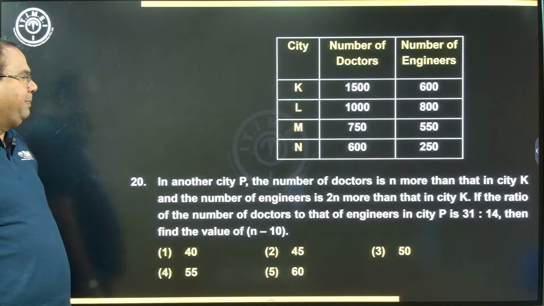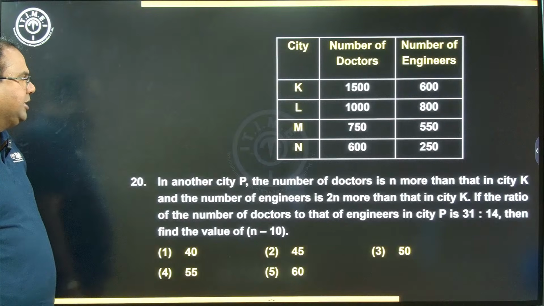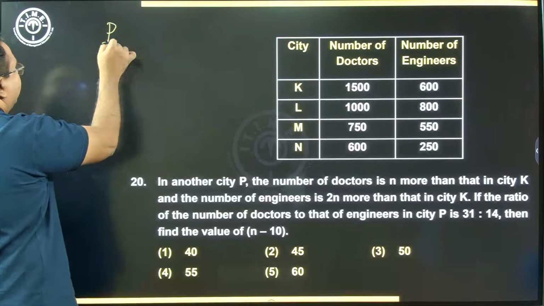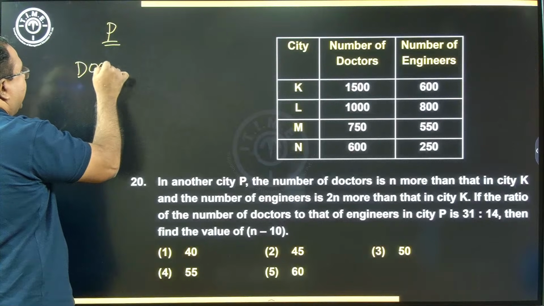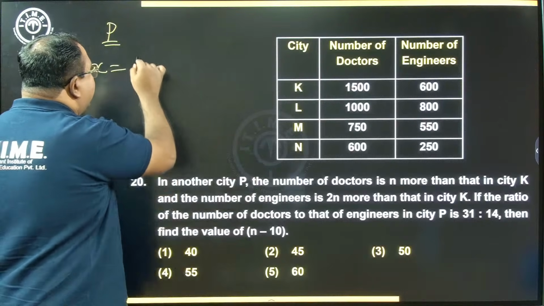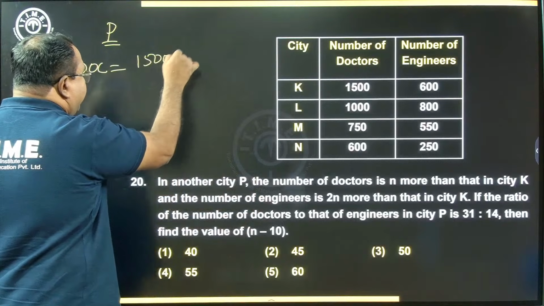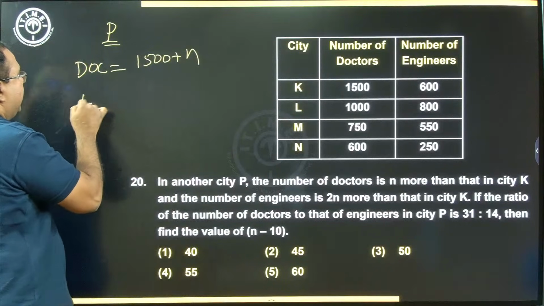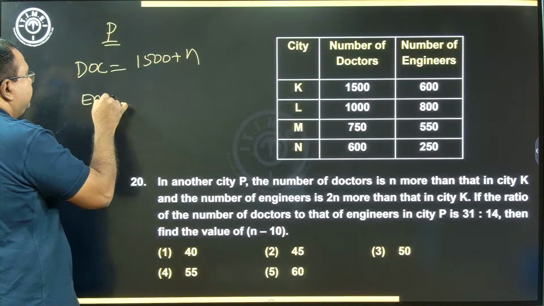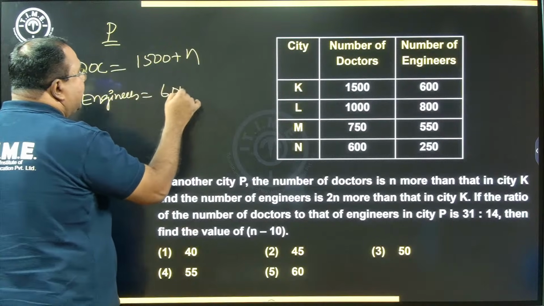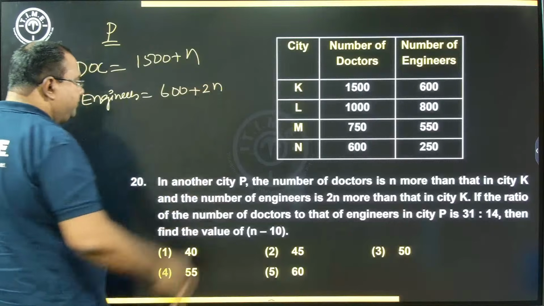In another city P, the number of doctors is N more than city K. City K has 1500, so it is 1500 plus N. The number of engineers is 2N more than K, so it is 600 plus 2N.